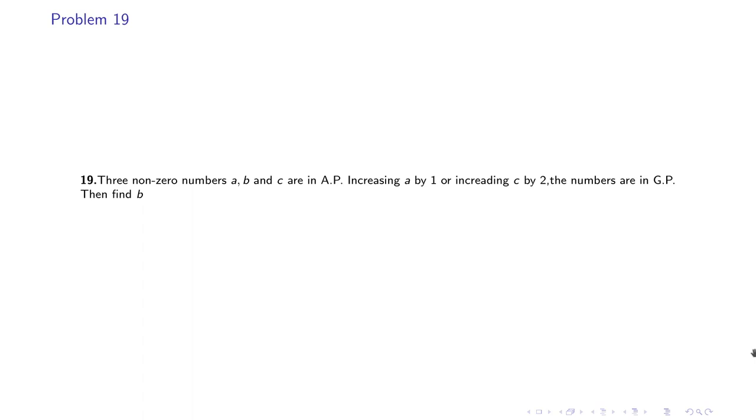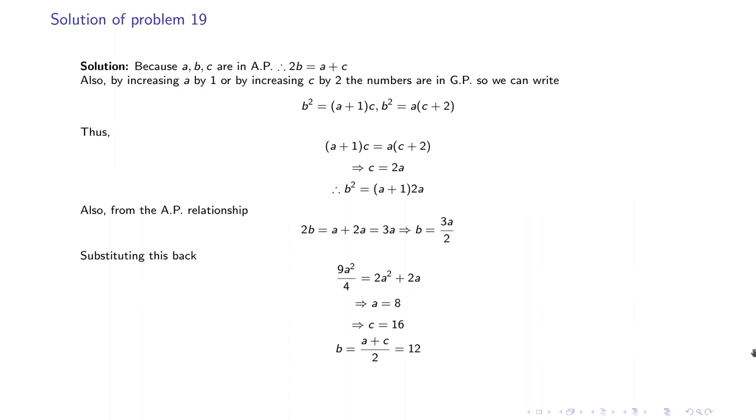Problem number 19 says that three non-zero numbers A, B, C are in AP. Increasing A by 1 or increasing C by 2, the numbers are in GP. Then find B. So because A, B, C are in AP, we can write that 2B is equal to A plus C.